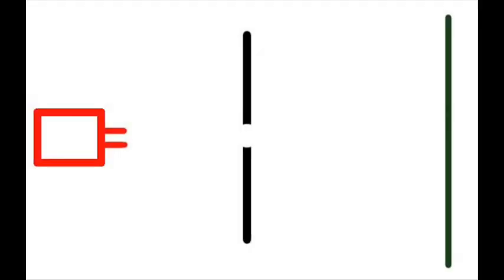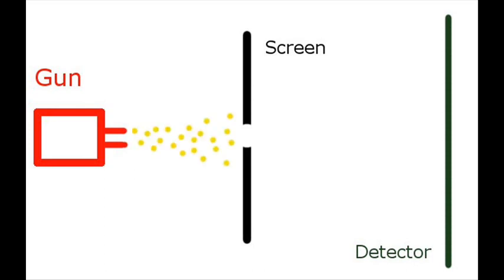We start with this setup. On the left we have what I've described, for want of a better word, a gun. In the middle a screen with a small slit in it, and on the right some form of detector, let's say a photographic plate. The gun is able to fire out photons towards the screen. Some will bounce back, whilst others will get through the slit and hit the detector.